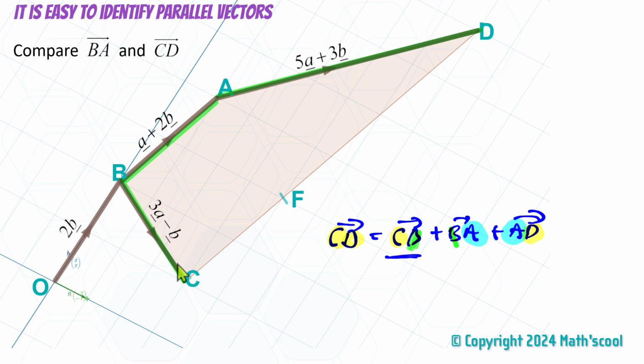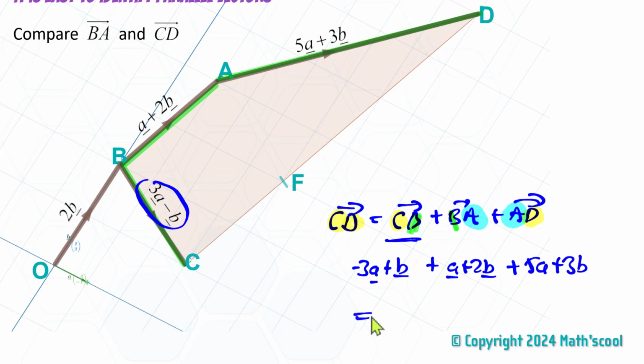So C to B, well, it's the negative of this because that's the vector from B to C. So the negative of that is going to be negative 3a plus b. Plus B to A is this vector here, which is a plus 2b, and plus A to D, which is 5a plus 3b. And then just tallying them up, that gives us 5a, plus another a is 6a, minus 3a gives us 3a, and b plus 2b is 3b, plus another 3b, gives 6b.